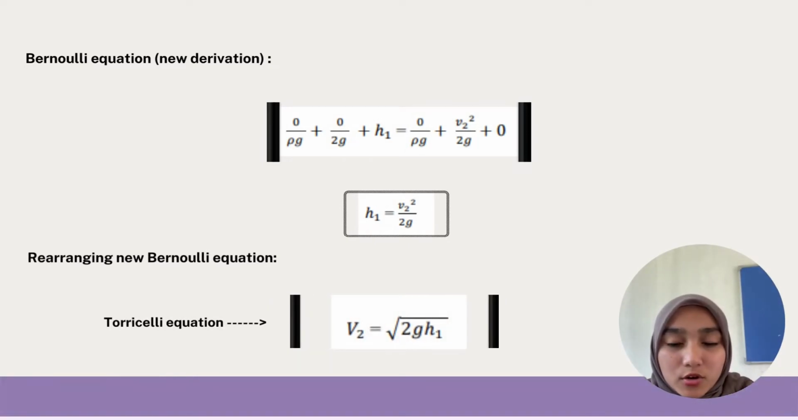After combination of all parameters, the new derived Bernoulli equation was shown, which is H1 is equal to V2 squared over 2G. After rearranging the equation, the equation of velocity which obeys Torricelli's law was shown, which is V2 is equal to square root of 2GH1.